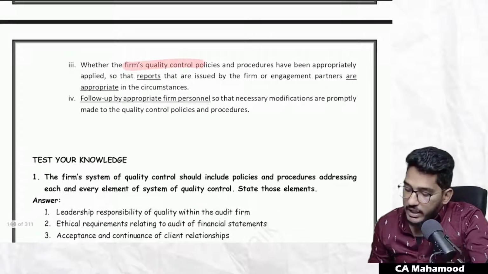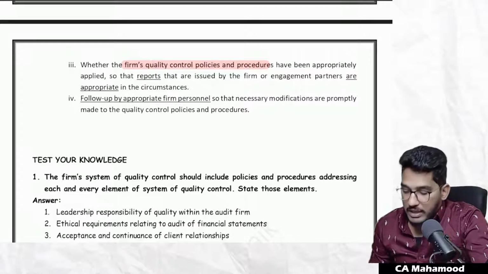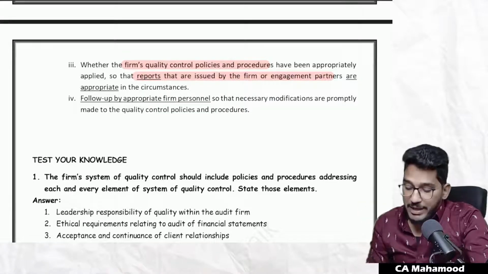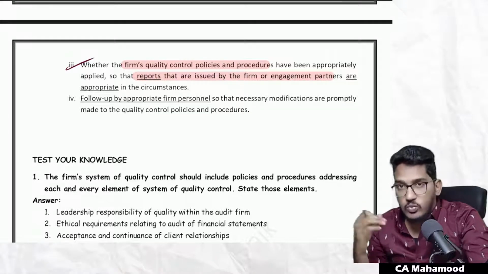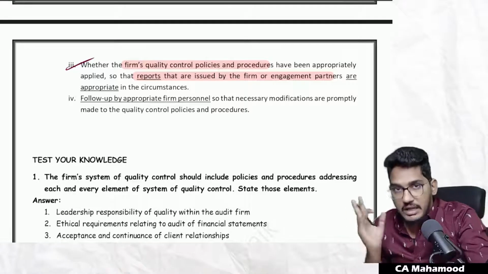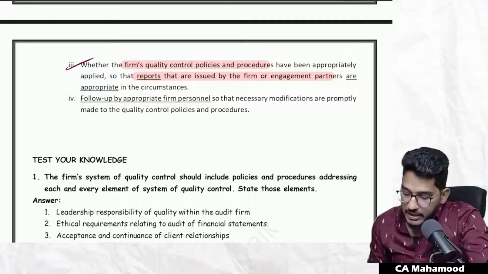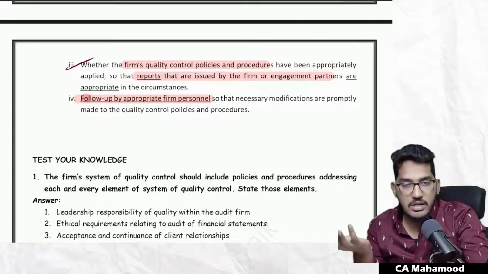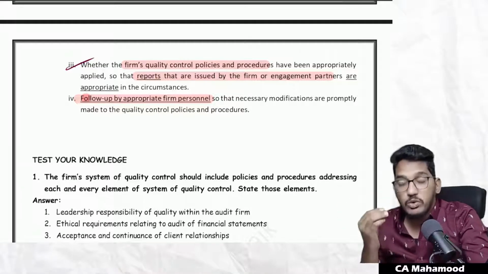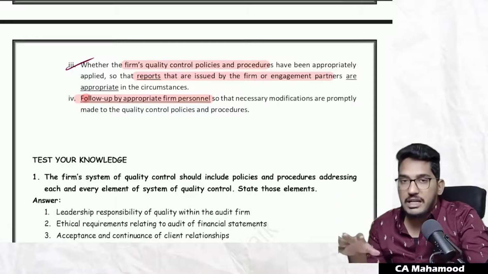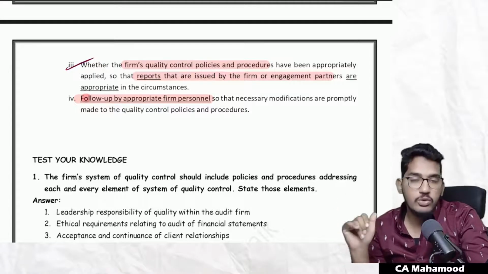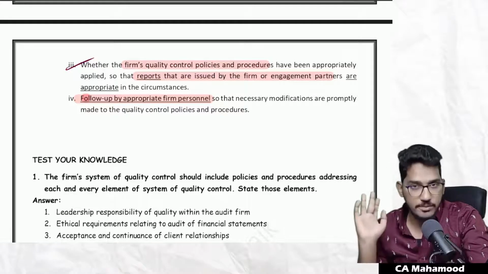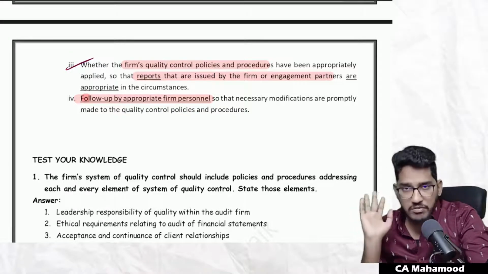Whether the firm's quality control policies and procedures have been appropriately applied, so that reports issued by the firm are appropriate. By doing monitoring, then only you will come to know whether the reports you have given till now are appropriate or not. And finally, if required, you can do the follow up by the appropriate firm personnel so that necessary modifications are done. If you do the monitoring, then you will come to know where modifications are required. You can assign a person and follow up with him to know whether all the modifications to the policies and procedures are done or not. So this is the purpose of monitoring.